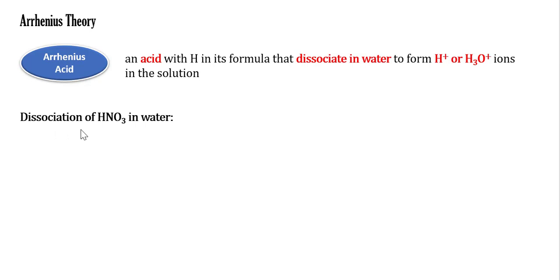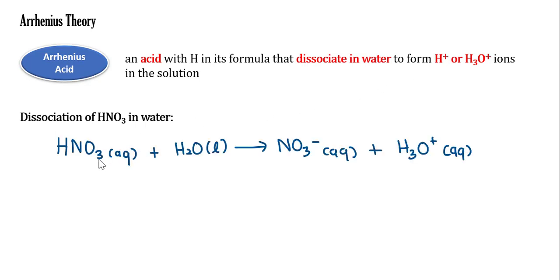Let's have a look at the dissociation of nitric acid in water. The dissociation of nitric acid in water will form a hydronium ion. The presence of the hydronium ion makes the solution acidic.